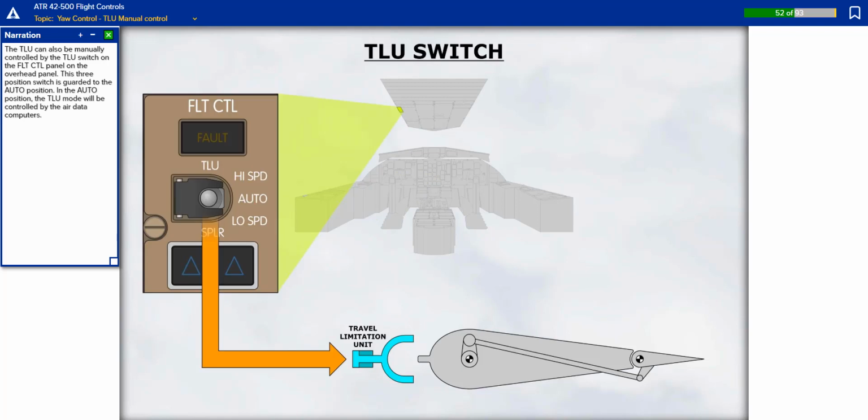The TLU can also be manually controlled by the TLU switch on the flight control panel on the overhead panel. This 3-position switch is guarded to the auto position. In the auto position, the TLU mode will be controlled by the air data computers.